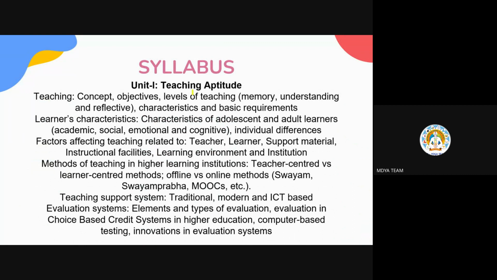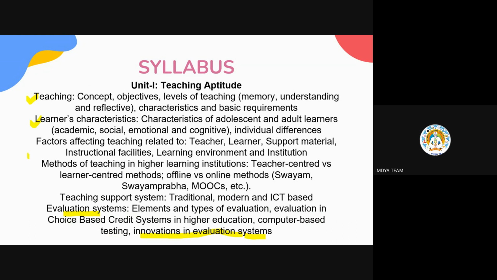See, this is your syllabus. We have completed all the syllabus of teaching aptitude. Today we have done the evaluation system, elements and types of evaluation, evaluation in the choice-based credit system in higher education, and computer-based testing. We have seen the linear model and the adaptive test, and innovations in the evaluation system. Like now the grading system is there. They are using the grading scale to assess the student. We have completed all the syllabus prescribed by UGC.